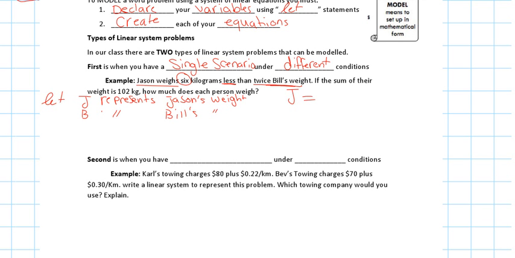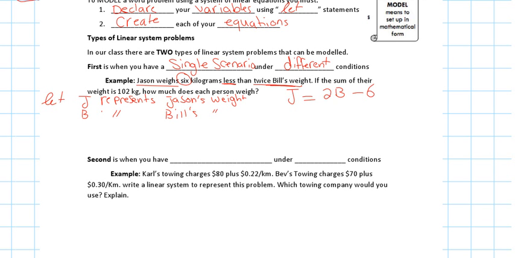Okay? So it's twice of Bill's weight, right? Whatever Bill's weight is. It could be 100, it could be 20, it could be 40. I don't know what Bill's weight is. Right? So it's twice of Bill's weight minus 6 because it's 6 kilograms less. Right? So it's minus 6. So Jason's weight, 6 kilograms less than twice of Bill's weight. So twice of Bill's weight minus 6 is equal to Jason's weight. Are we okay with that?